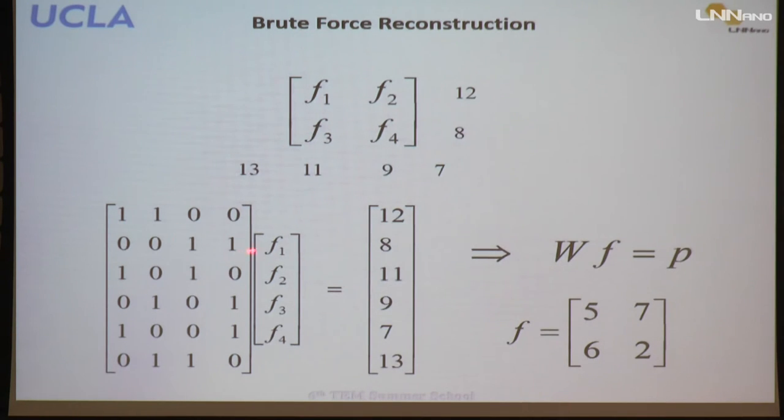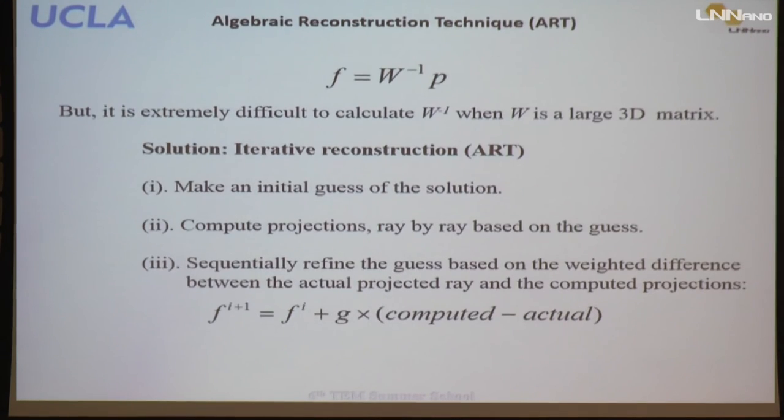Those sets of equations can be represented as a matrix. The first row is like F1 plus F2 is 12. So this matrix equation represents this set of equations, and by multiplying the inverse matrix of this one, we can get this back. This is a direct calculation method, like brute force. But usually we have to deal with something like 255 by 255 by 255, a very big matrix, and it is not possible to do that in a reasonable amount of time. So another technique called algebraic reconstruction technique, ART, solves this linear equation by an iterative method.